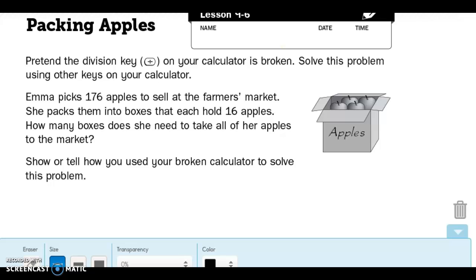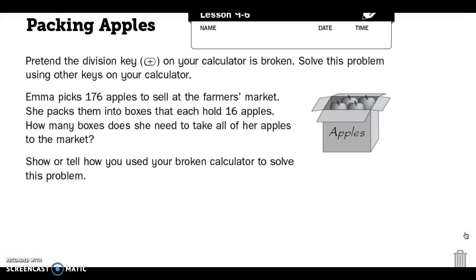Okay, so let's see what we know first. We know that we cannot use the division button. Okay, this one is broken. We can't use it at all because we're trying to solve this on our calculator. We know that Emma picks 176 apples. What can we say that is? We can say that's 176 total. That's how much she has all together. Okay, so that's what she starts out with.